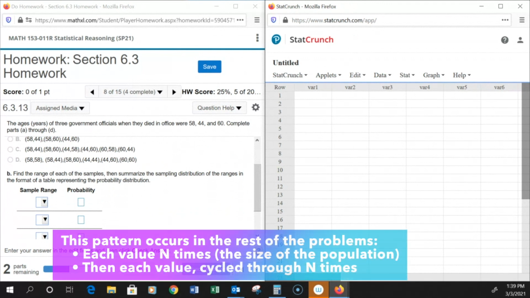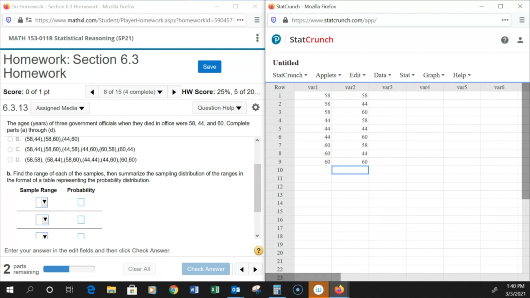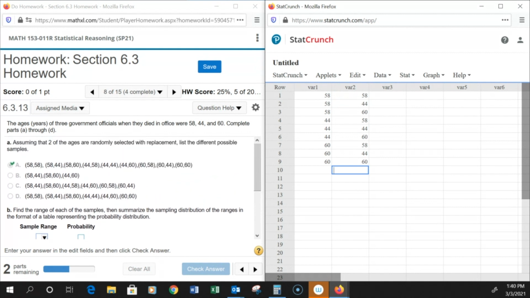I'm looking at 58 and I'm thinking I got to do it 3 times, 44 3 times, 60 3 times, and then cycle through these. So here comes 58, 58, 58. There's 3 times, 44, 44, 44, 60, 60, 60, and then cycle through all of them. So 58, 44, 60. I hit this one wrong, didn't I? Backspace, 58 there. Be more careful, Gary. 58, 44, 60, 58, 44, 60. And that's our pattern, and it matches what we found here.